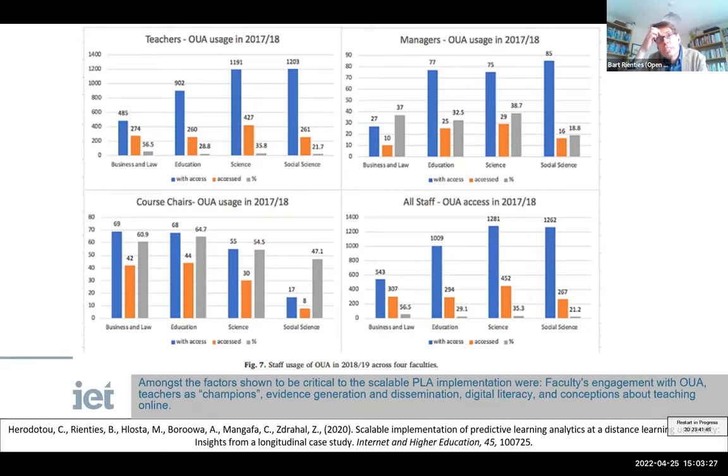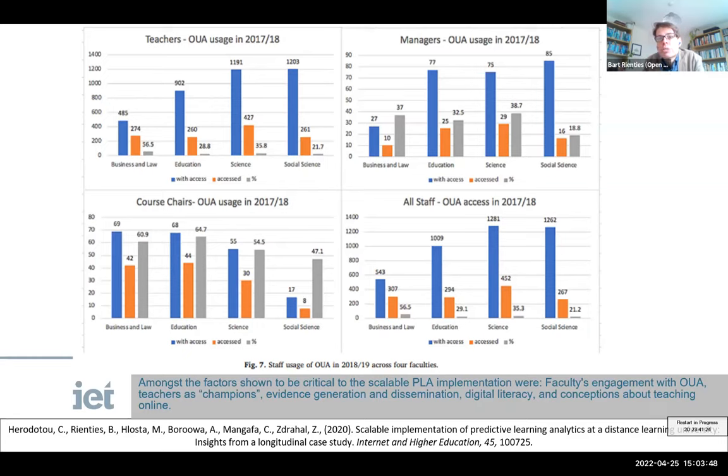A third factor that we found was that in certain schools, departments, and faculties, they were really keen to generate evidence. Does it work? Does it not work? Or spend a lot of time disseminating these findings. And we basically see that this has an influence on whether or not teachers become enthusiastic about using OU Analyze.